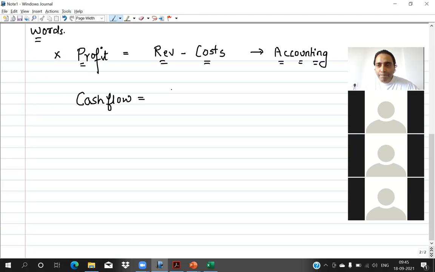Do you all agree? Let us keep it interactive, guys. Do you agree that if you try to manipulate or play around with cash, steal cash, pilfer the cash, you can easily get caught? Do you all agree? Auditors aayenge aur auditors point out karenge ki bhai aapke cash mein problem, your cash balance is not matching.